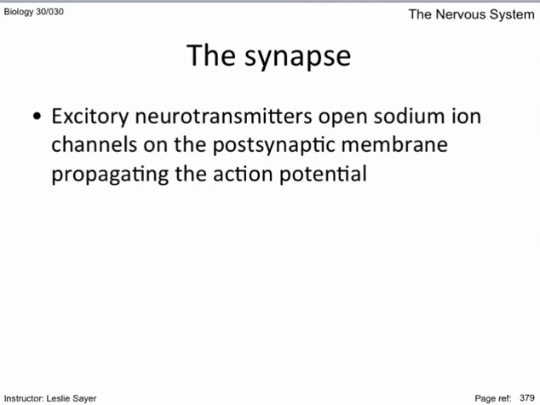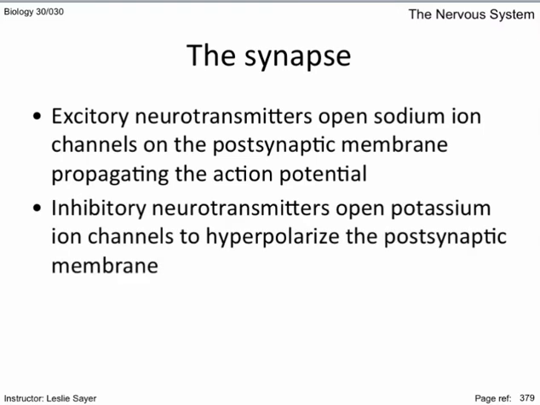Excitatory neurotransmitters cause neighboring sodium ion channels to open, causing local depolarization, which, if the threshold is breached, turns into an action potential, which moves along the axons down to the axon terminal, then to the next neuron or effector. Inhibitory neurotransmitters cause potassium ion channels to open, hyperpolarizing the membrane, making the threshold more difficult to reach.